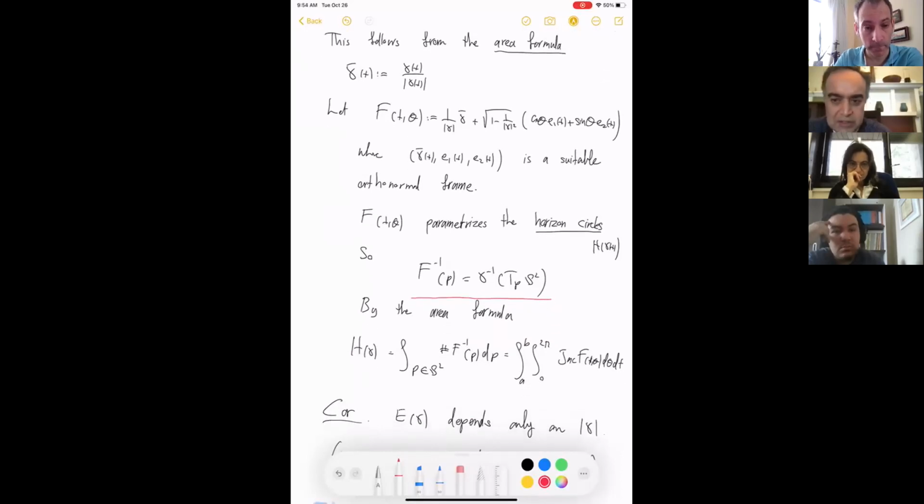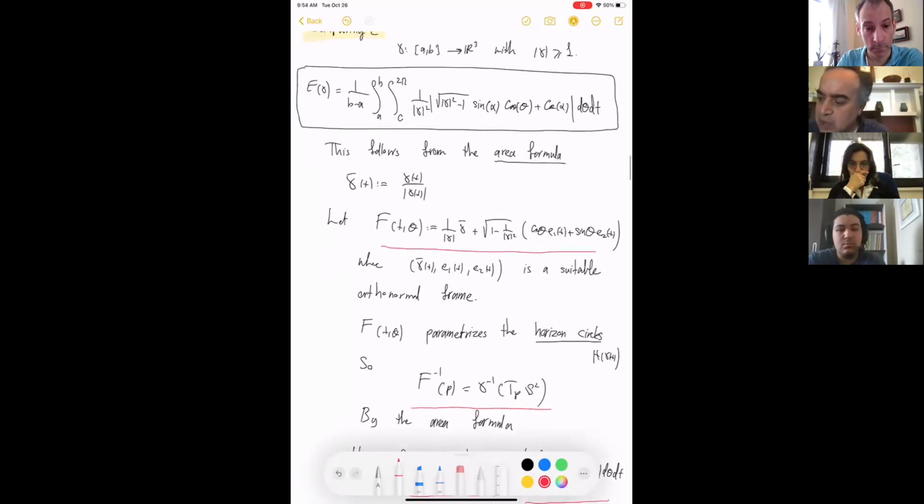So this is just the area formula. The horizon is this number, the number of inverse images that I have to integrate. By the area formula, it is just the integral of the Jacobian. So you just have to compute the Jacobian of this function that I have here.